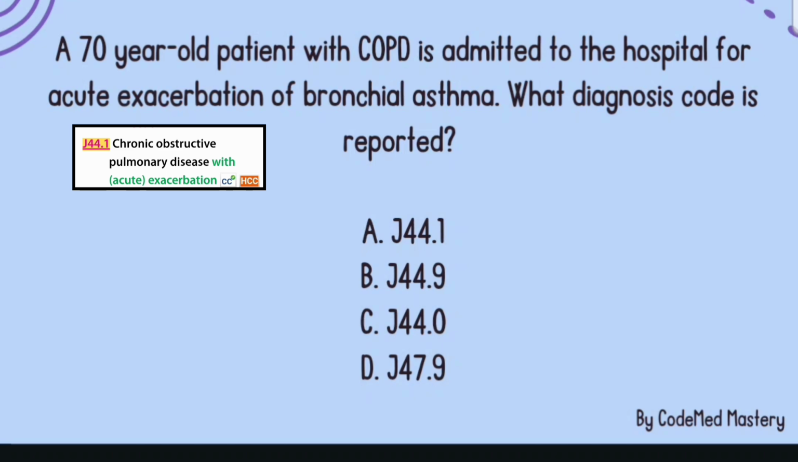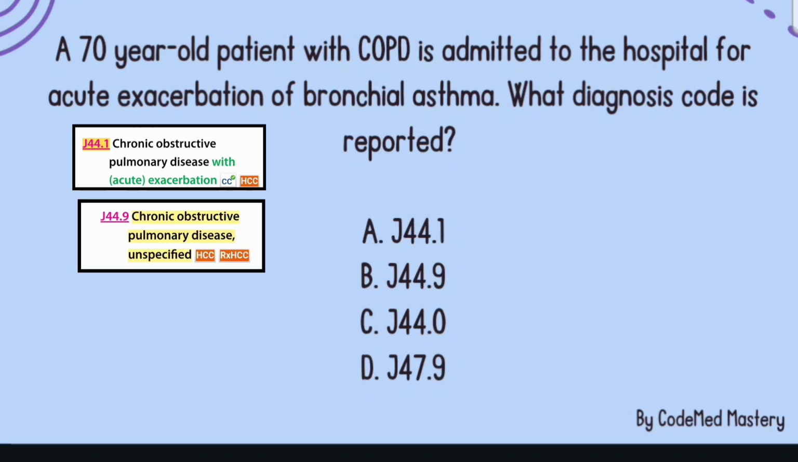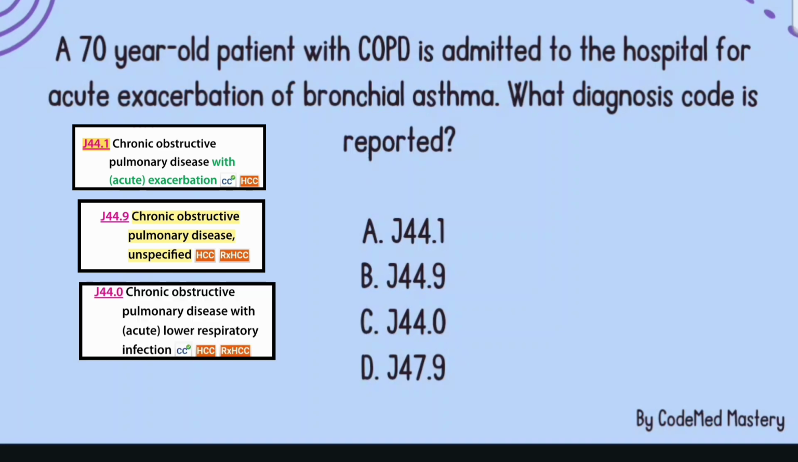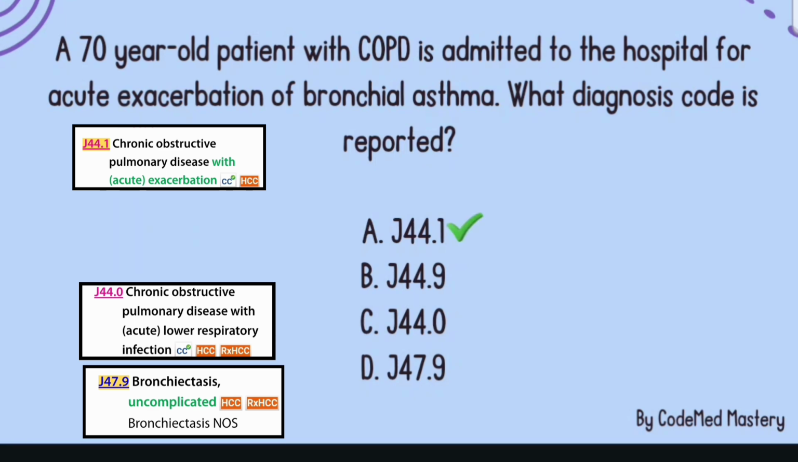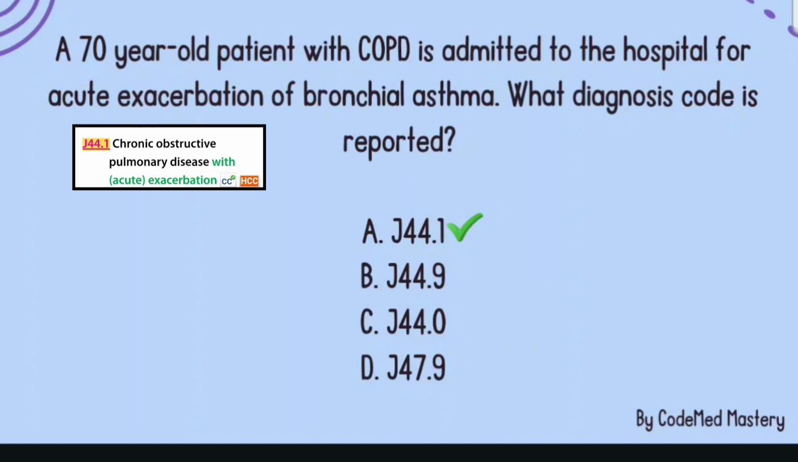J44.9 is for COPD, that is chronic obstructive pulmonary disease unspecified. J44.0 is for COPD with acute lower respiratory infection. J47.9 is for bronchiectasis uncomplicated. In the question, they have mentioned acute exacerbation of bronchial asthma. The right answer will be option A, J44.1.